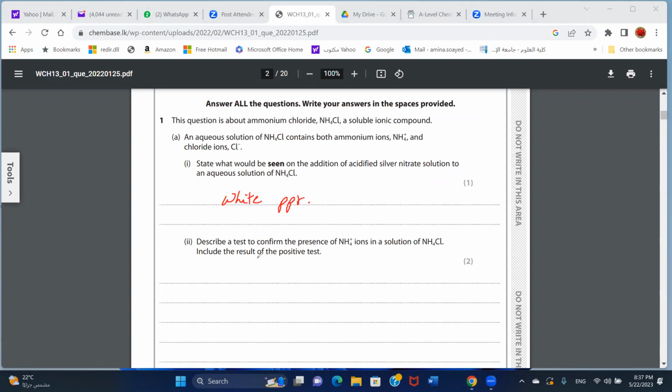Of course, I prefer that you write precipitate in a complete word, not PPT. Describe a test, Alishba, to confirm the presence of the ammonium ions in a solution of ammonium chloride. Include the result of the positive test. Yes, Alishba, what is the test for ammonium ions?